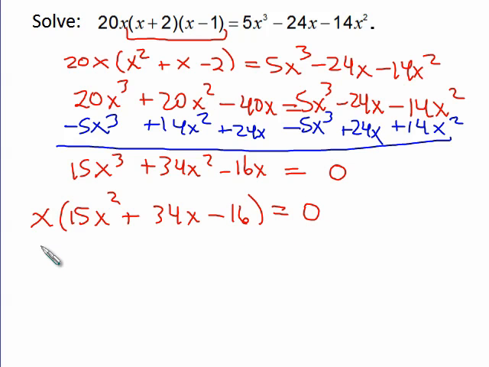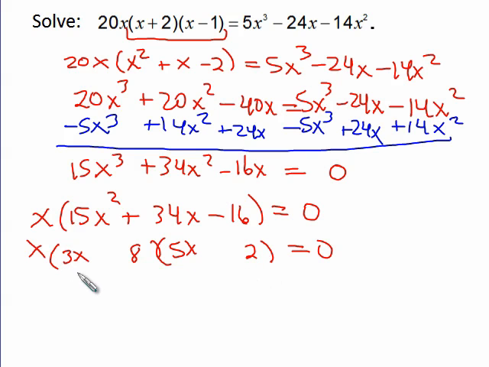Now I have a trinomial, so I'll go ahead and use trial and error here. 15x squared is probably going to be 3x times 5x. And for 16, if I try 4 times 4, you'll find out that the outsides and the insides do not add up to be 34. So I'll go to the next set of numbers, which will give me 16, which would be 8 times 2.